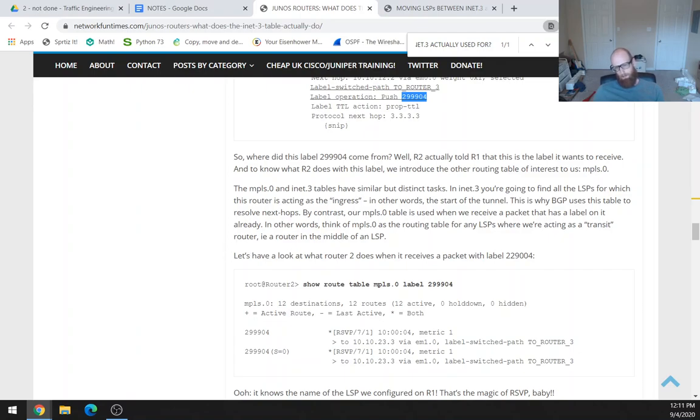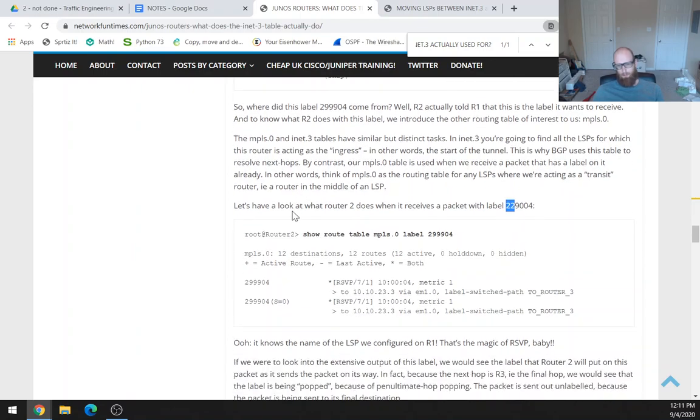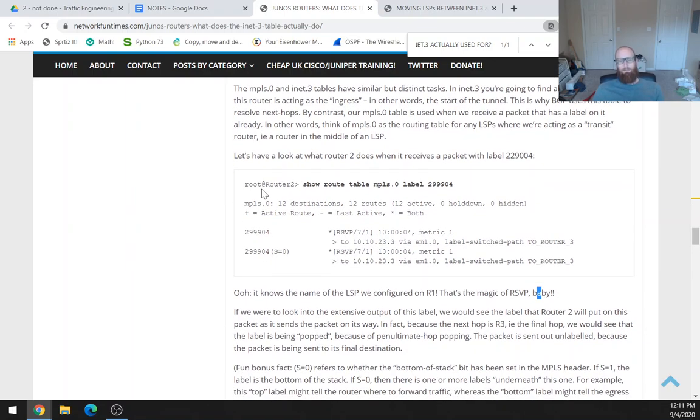Let's have a look at what Router 2 does when it receives a packet with label 229.004. So it should swap it, right? Oh, it knows the name of the LSPs we configured on Router 1. That's the magic of RSVP. If we were to look, so it didn't swap it. I'm not exactly sure what it did.